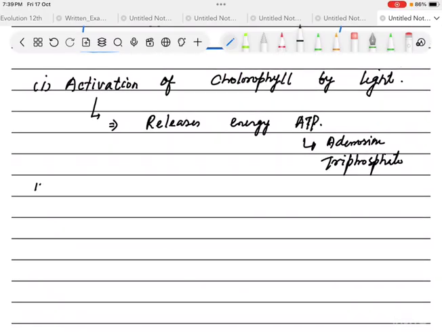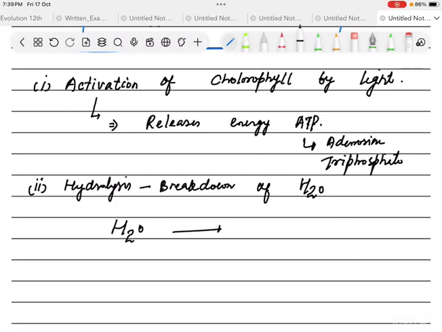The second step is that during light reaction there is hydrolysis of water. Hydrolysis means breakdown of water. Hydrolysis, or breakdown of the water molecule. Fine. When this water molecule is split, it gives hydrogen ions and oxygen. Fine. Hydrogen ions and oxygen.